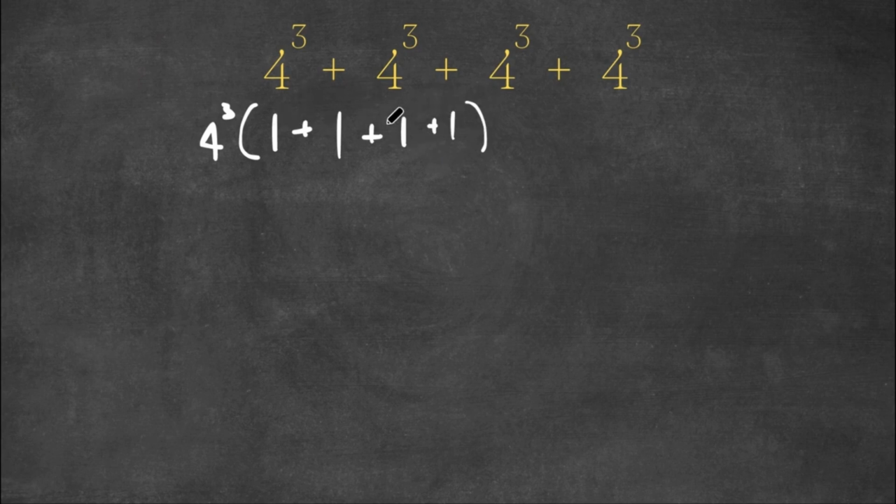Now, let's simplify what's in the parentheses. What's 1 plus 1 plus 1 plus 1? 4. So now we have 4 to the power of 3 times 4.